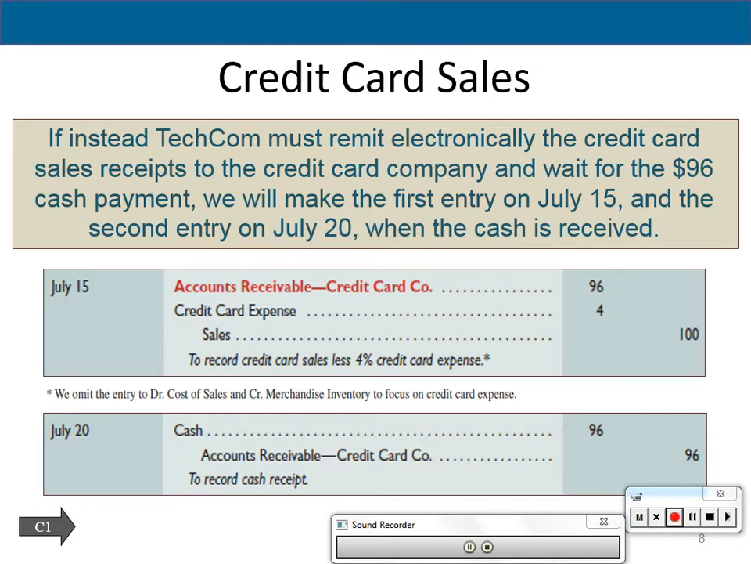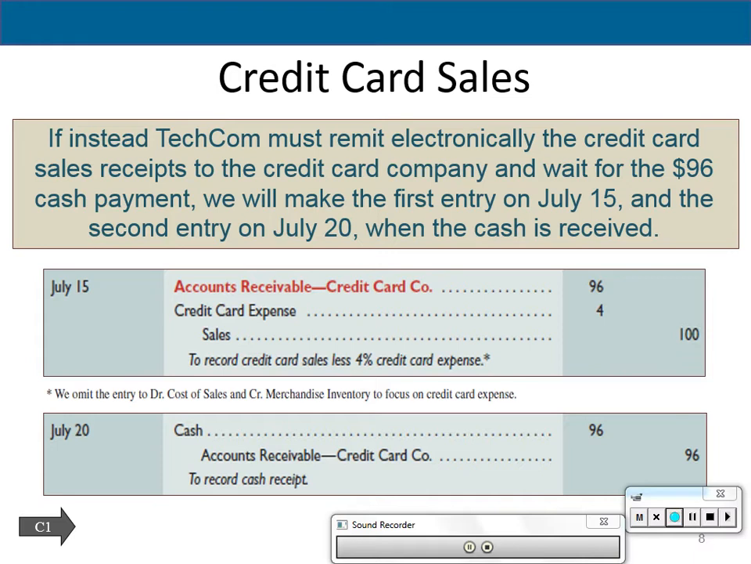So it's like I'm still going to charge you either way. But instead, I'm not going to give you your cash right away. I'm going to put it on a receivable to be received maybe 30 days from now. So we show a debit to accounts receivable, $96, a credit card expense, $4, and then sales. But then down here, what happened? This is when we actually got the cash. So this is when it was on the receivable.